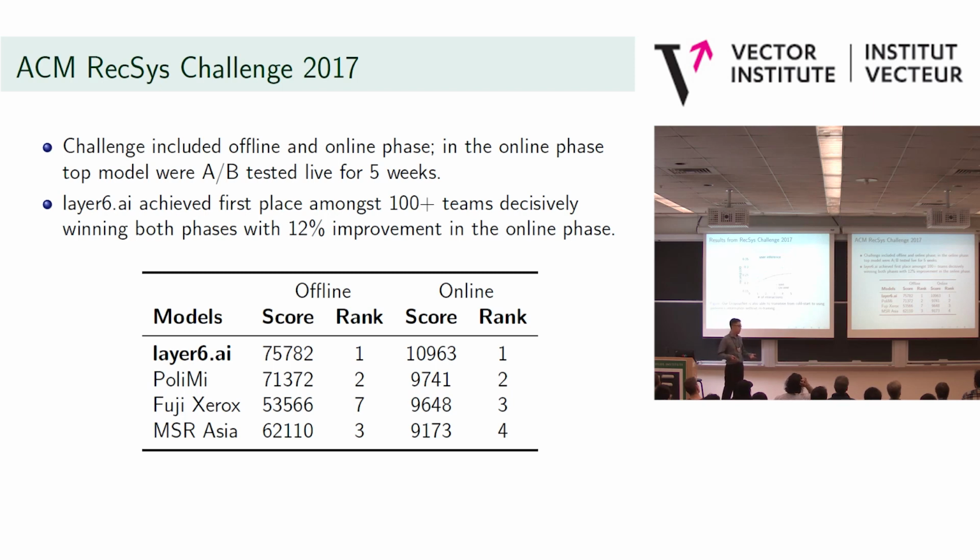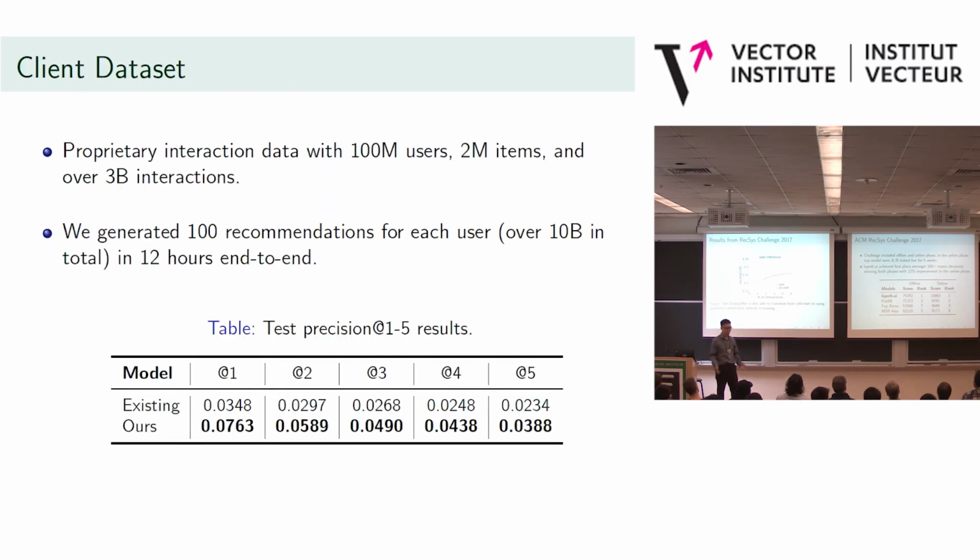Traditionally, the winners of these competitions would win by a small margin. However, this year, our team from Layer6 AI was able to place first decisively, with about a 12% improvement over the next best model on the online phase. Finally, we show the performance of our model on one of our large-scale proprietary datasets to showcase the scalability.